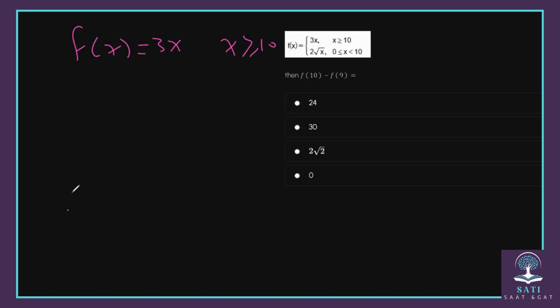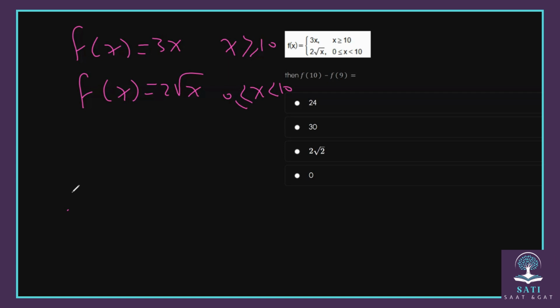Now, what is the second function? The second function is f of x equals 2 square root of x. And when do I use this one? You use it when x is less than 10 and greater than or equal to 0. Good. So it depends on what x is, what number is given.